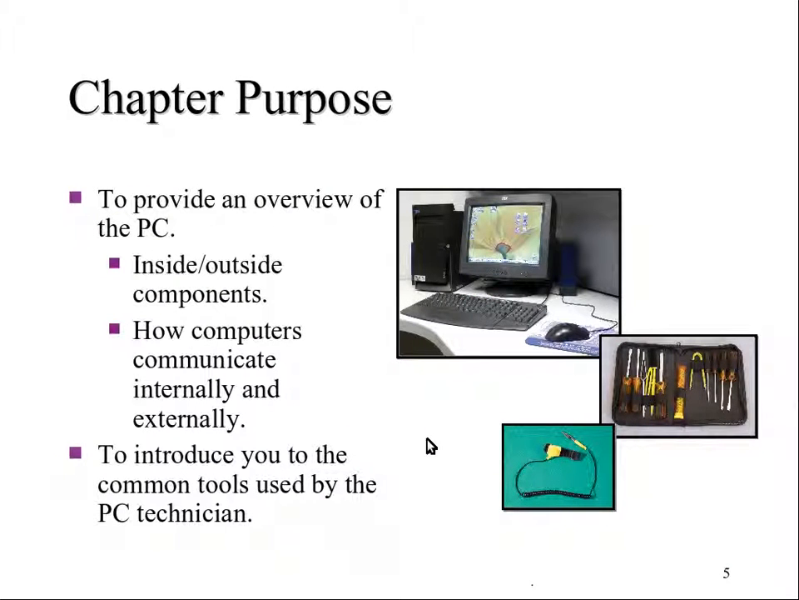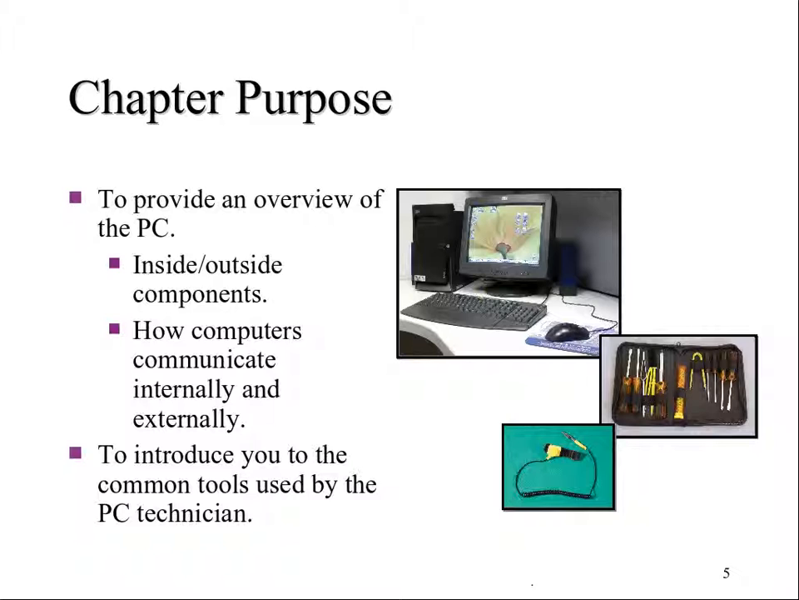Now, this chapter's purpose is to give us an overview of the inside and outside components of a computer, to describe how computers communicate both internally and externally, and to introduce you to the common tools used by a PC technician.